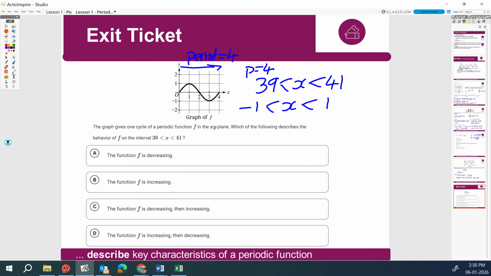I'm going to leave it like that, and I'm just going to continue this graph here to minus 1. And I see that from minus 1 up till 1, the function is going to be rising all the time. And that means I'm going to choose B as my correct option.